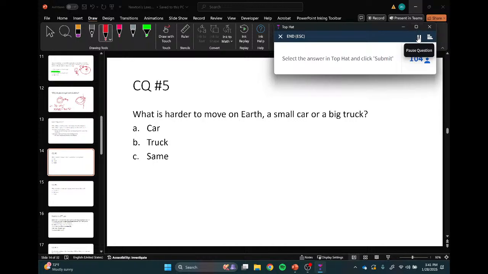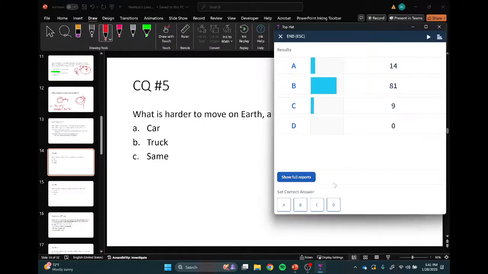So, if ever you're uncertain on an answer like this, make it more extreme. Instead of a small car and a big truck, make it a baseball and a big truck. It's easier to move a baseball than a big truck. Like, I can toss this baseball. I am not going to toss a big truck. That's not happening. So the answer here, what's harder to move on Earth? The big truck. Matches what you expect.